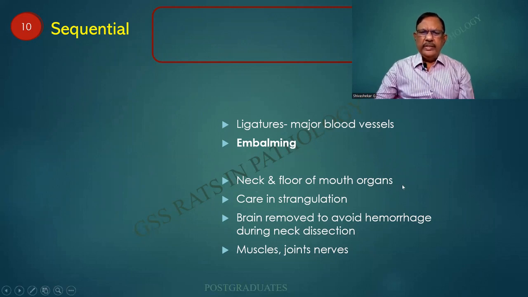Also, there has to be an examination of the neck and the floor of the mouth organs. Care should be taken in cases of strangulation because such a mark should be avoided. It is more for forensic pathology, but we shall also have it in mind. Sometimes books such as Ludwig or even Lanegever recommend that the brain be removed earlier, so that there is no pouring in of blood from the cerebral vessels into the neck also. These organs or regions can be avoided as much as possible unless wanted.